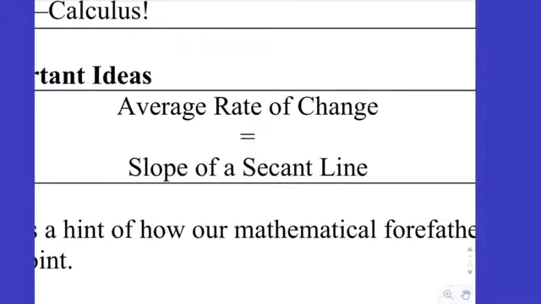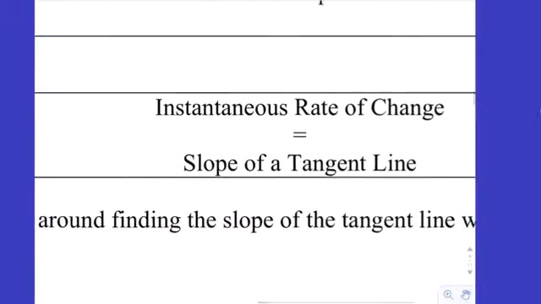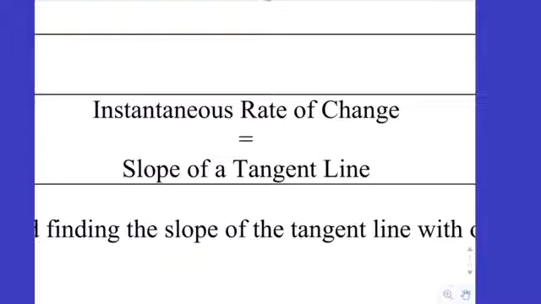Average rate of change, that is algebra. It's the slope of the secant line. That was the old machinery. It still kind of works, but maybe not as useful as the power of the next thing that was a-coming, which was finding the instantaneous rate of change, which is the exact same thing as finding the slope of the tangent line, and that is calculus, right?